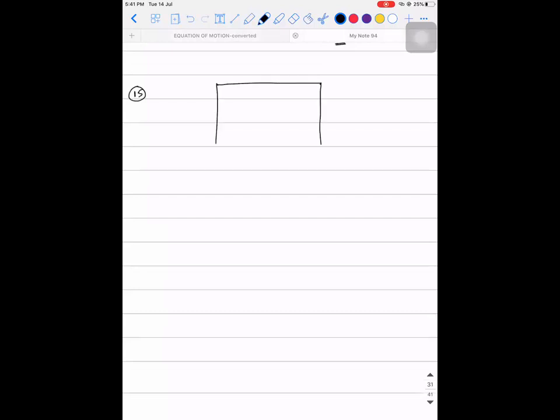v square minus u square equal to 2as, we can use that. But what is the acceleration of the object? They have not given the retardation. We have to find that using v square minus u square equal to 2as, sir.